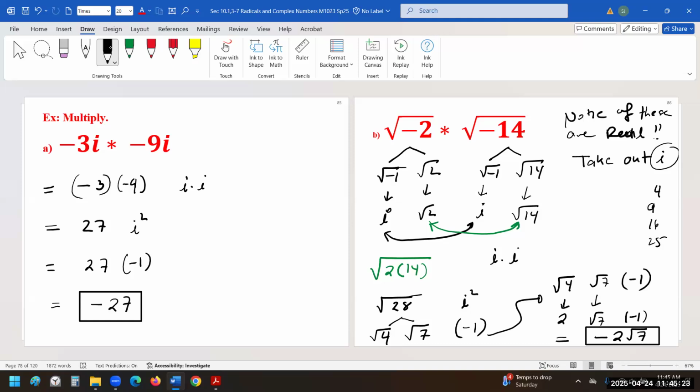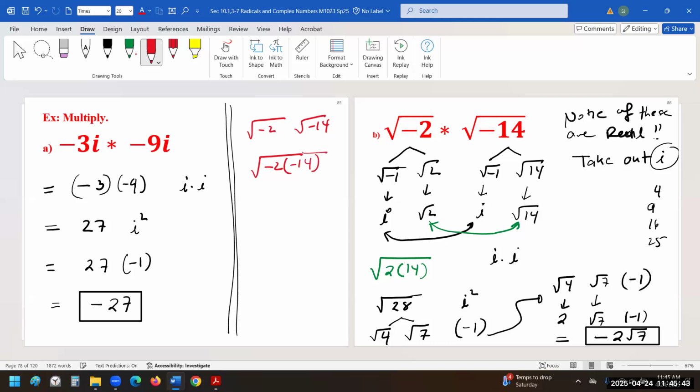Now let's say you said, well, I don't want to do all of this, I just want to multiply the inside. Let's see what happens if you just multiply the inside. So you have -2 times -14. You decided not to listen to me and multiply anyway. So you get square root of -2 times -14.